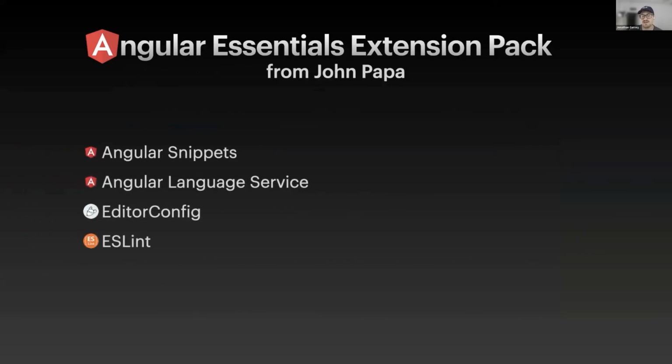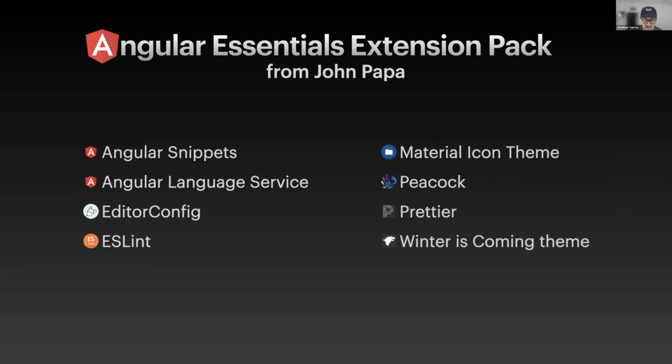This is the Angular Essentials extension pack from John Papa. It's got things like Angular snippets for generating code snippets, Angular language service for IntelliSense in your component development, editor config for automated formatting on your code, ESLint so you can endlessly argue with your team about best practice. Automate your best practices, material icon theme, and the winter is coming theme if you want to spice up your development, and a couple more tools there.